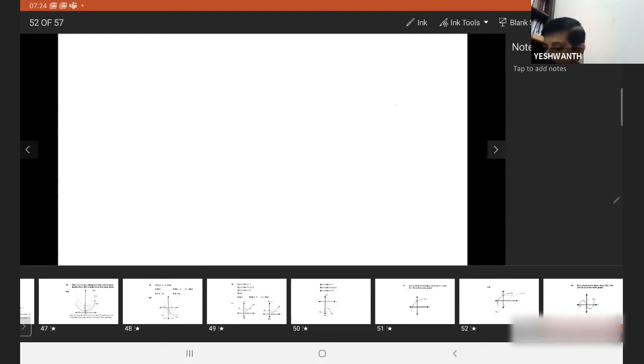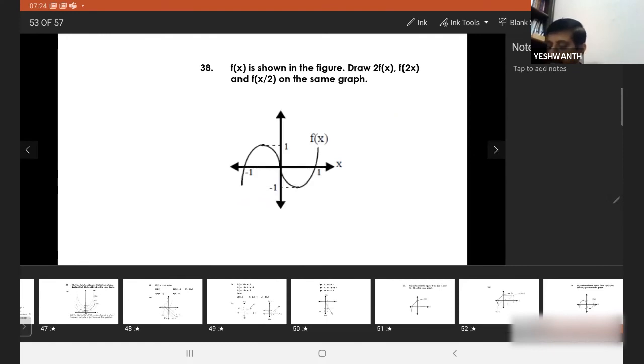Okay. Let us go to the next question. f of x is shown in the figure. 2 times f of x means, if this is 0 comma 0, when I take 2 times f of x, that will be 0 only. When x is 0, y is 0. But when x is, say, 0.5, f of x is 1. 2 times f of x at the same value of x, 0.5, becomes 2. So it goes up to this point.